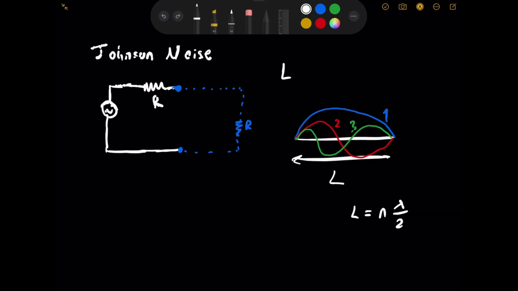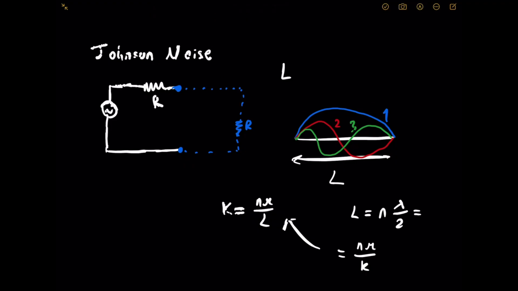So that's that. Now, obviously we know that lambda is 2 pi over k, so we can substitute that in, which gives you L equals n pi over k. Which means if we solve for k, then k is going to be given by n pi over L. So that's one relation we needed.